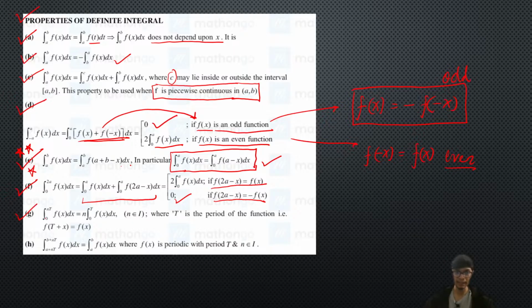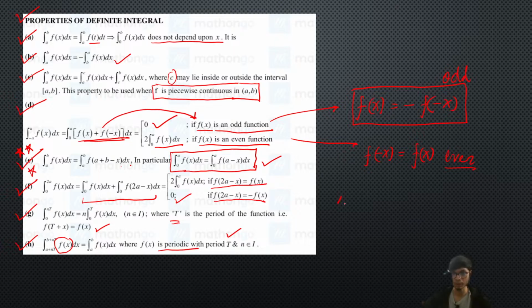Next we look at the property which is called the periodic property of integral. Whenever we have a function f of x with a periodicity t, then the integral of f of x dx from 0 to nt is equal to n times the integral 0 to t f of x dx. And lastly, one more property for periodic functions: for the integral within the limit a plus nt to b plus nt of this function f of x, which is a periodic function with period t, I can write it simply as the integral a to b f of x dx.